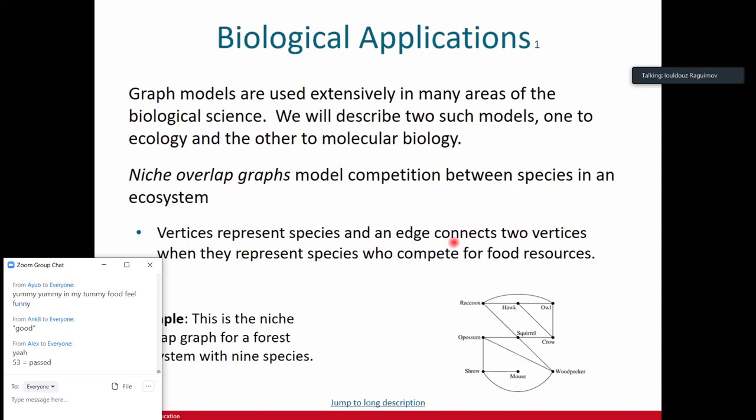Okay. In this case, mouse and hawks are not competing directly, right? However, raccoons and hawks are competing directly. However, we can see that hawks and mice are competing indirectly through the other species.